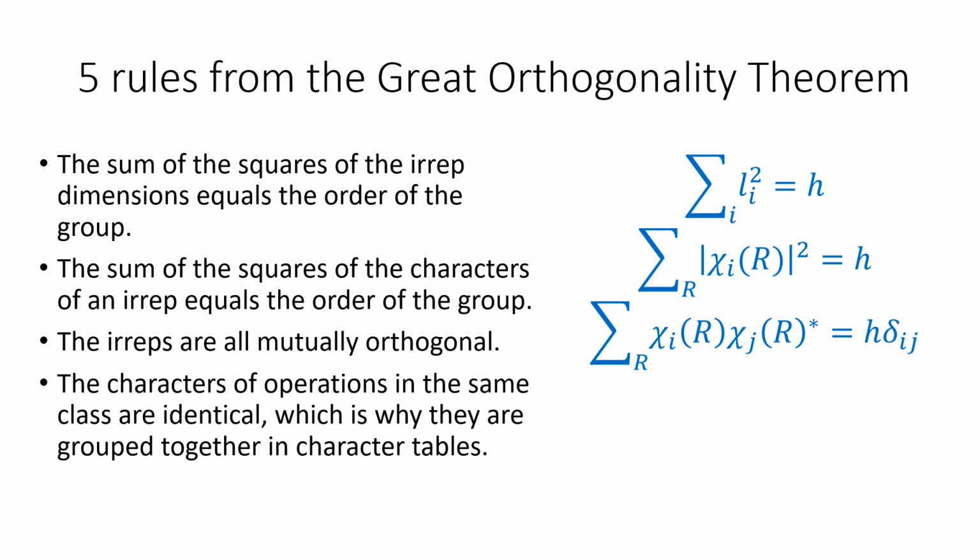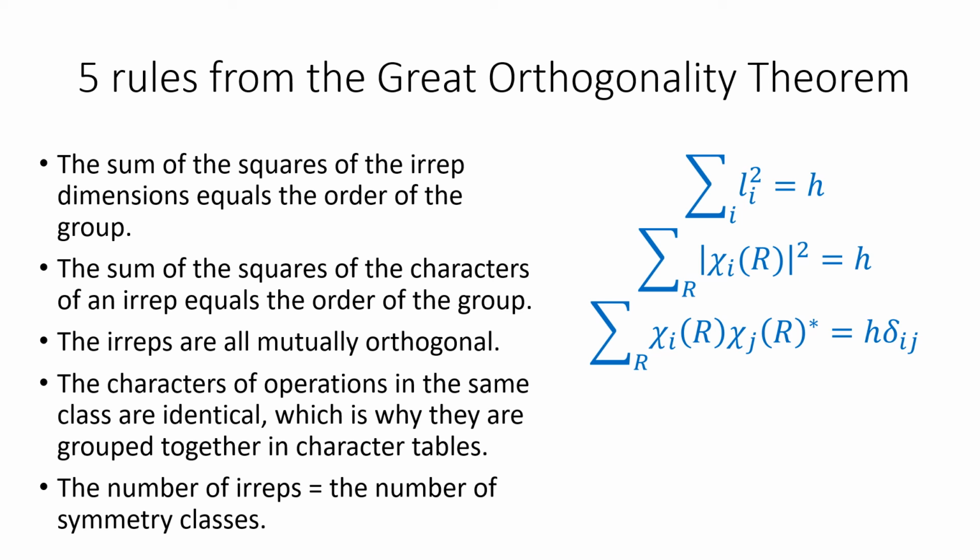and that's why they're grouped together in this way in the character tables. So it makes the character tables much neater if we group the operations into classes. And the other thing that's really neat about this is that when you group the operations into classes, it turns out that you have the same number of symmetry classes as you do irreps.